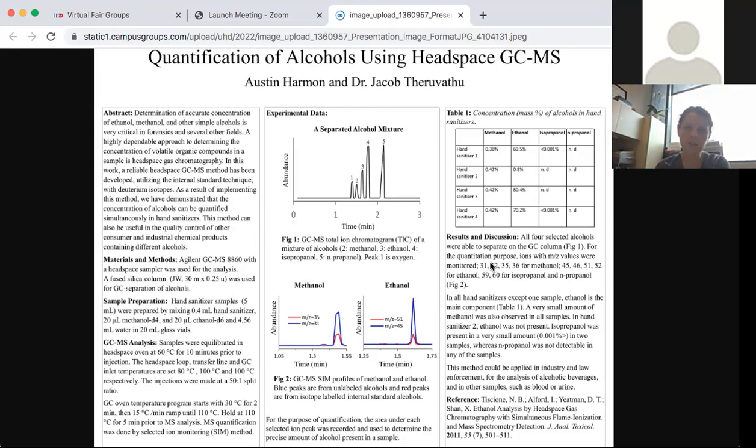Because in this column, we used a packed column instead of a capillary column. With this column, the ethanol D6 and methanol D4 appeared at the same exact retention time as the regular, non-isotope versions. So methanol D4 appeared at the exact same retention time as methanol D0.